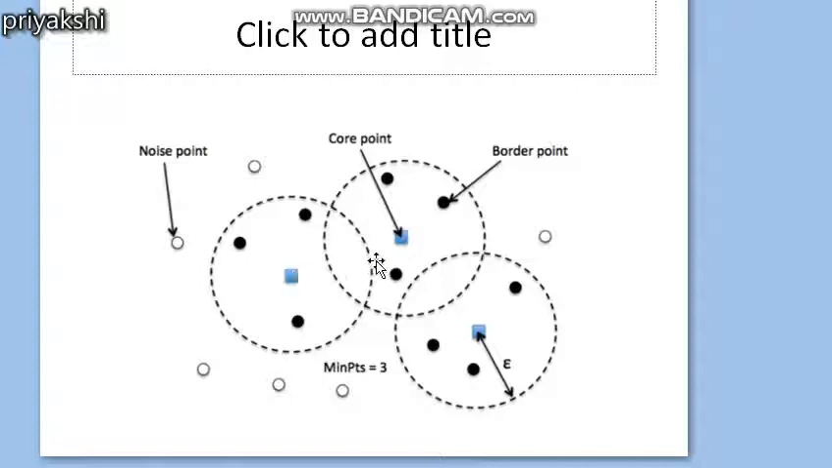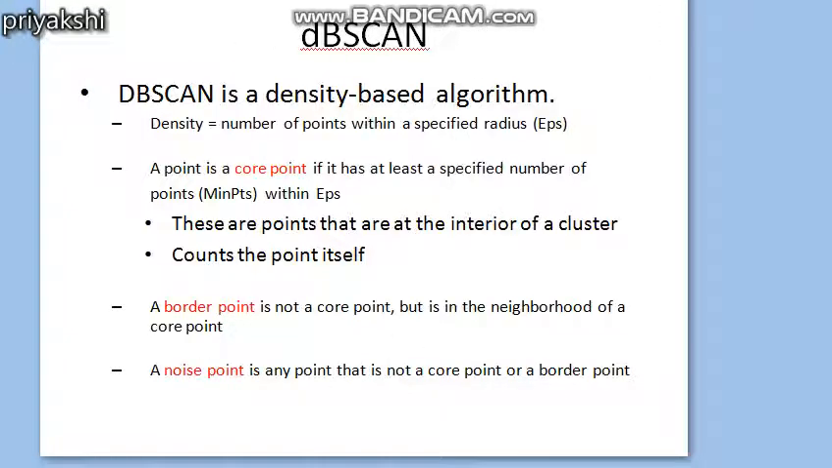Or if you can see, if this is the object, then this will be the epsilon neighborhood, and since it contains more than 3 objects, it is a core point. As you can see here also, these are the 3 core points. So core point is another important concept in case of the DBSCAN algorithm. A point is a core point if it has at least a specified number of points within the epsilon neighborhood of the object.